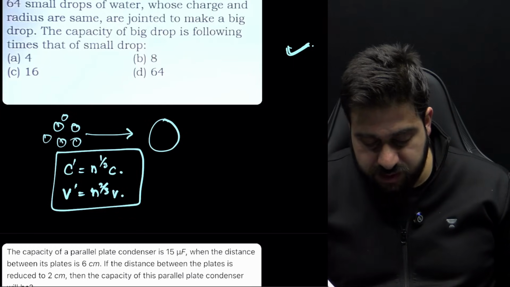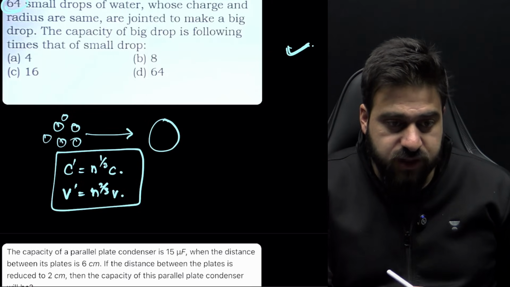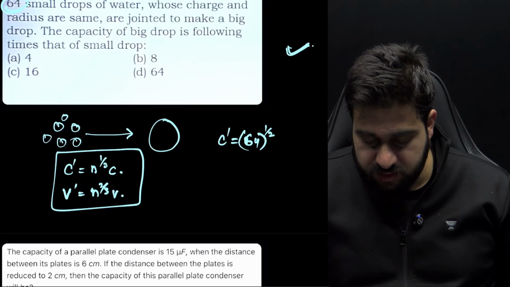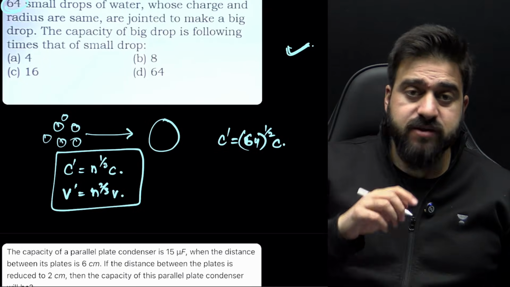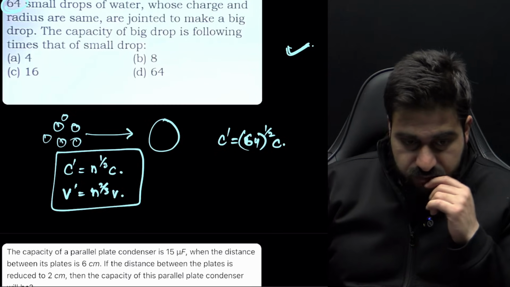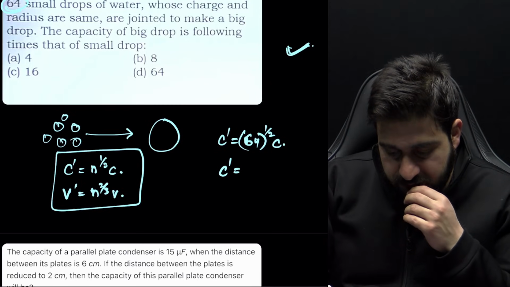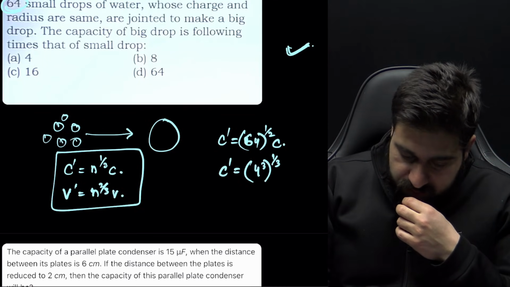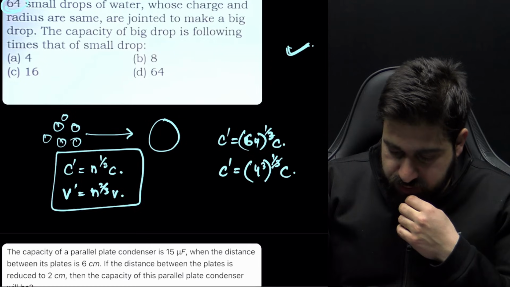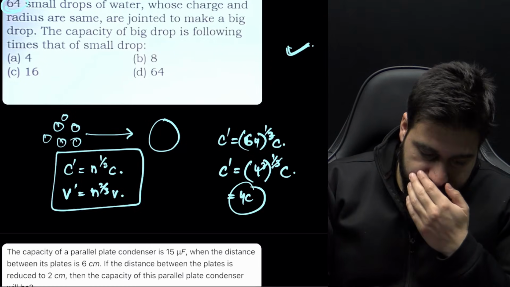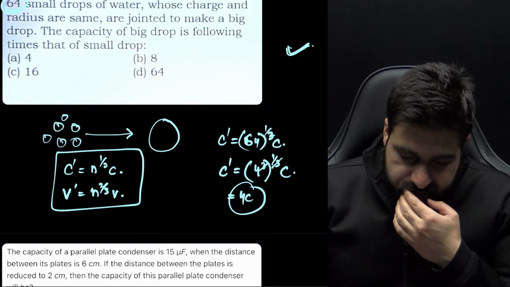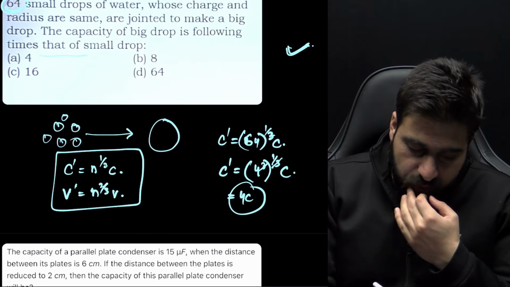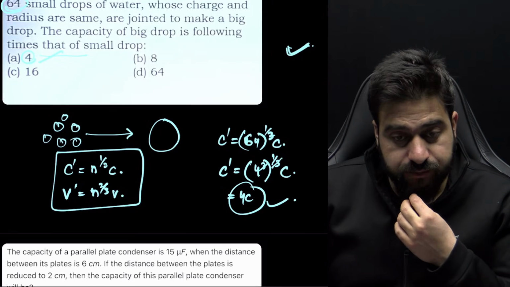Now here, what is the value of N? 64. So C dash will be equal to 64 raised to the power 1 by 3 into C, where C is the capacitance of the small capacitors. So C dash equals 4 cube whole raised to the power 1 by 3 into C. The 3 and 3 cancel, so it will be 4C. Then the capacity of the big drop will be 4 times, 4C.